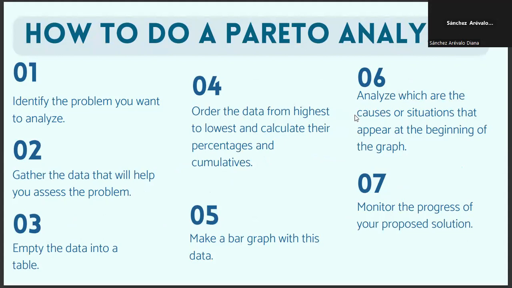So there are 7 steps to do a Pareto diagram. The first is to identify the problem that you want to analyze, and it's important that you are in constant communication with the collaborators of all the areas or the department of the problem that you are analyzing. Having direct communication will help you to point out exactly the problem or what is not working as it should.